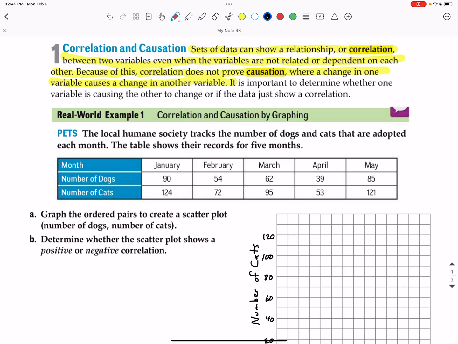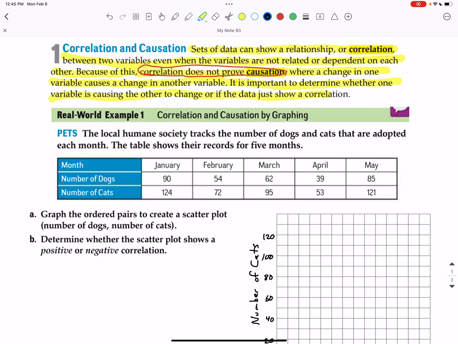Say it with me now. Correlation does not prove causation. Just because you find a correlation between two variables does not mean one of them causes a change in the other one. It is important to determine whether one variable is causing the other to change or if the data just shows correlation.